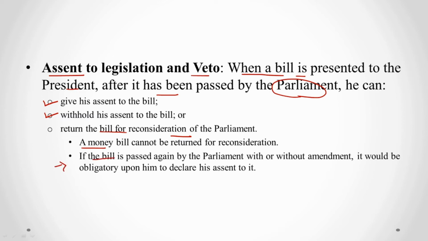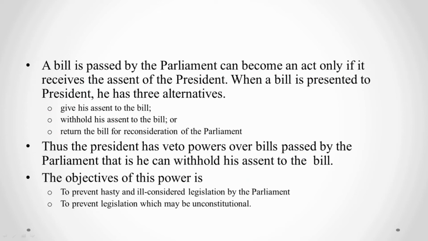Now, if the bill is passed again by the Parliament with or without amendment, it would be obligatory upon him to declare his assent to it. A bill passed by the Parliament can become an Act only if it receives the assent of the President. But the President can withhold his assent to the bill or return the bill for reconsideration of the Parliament.